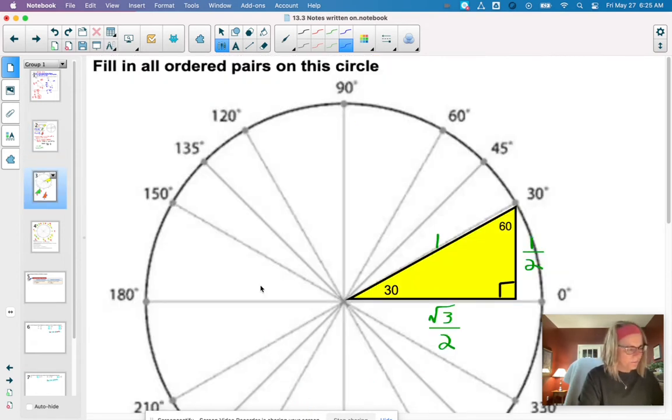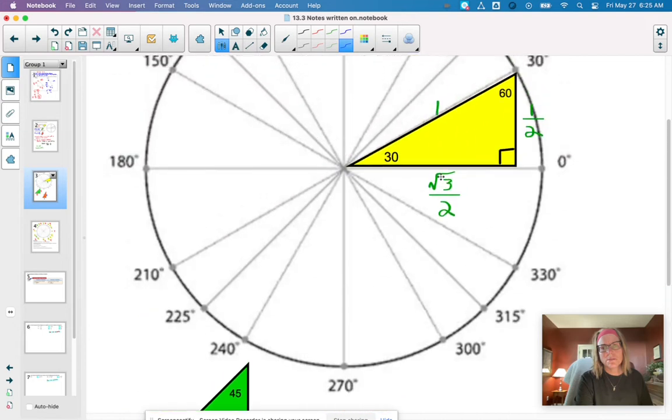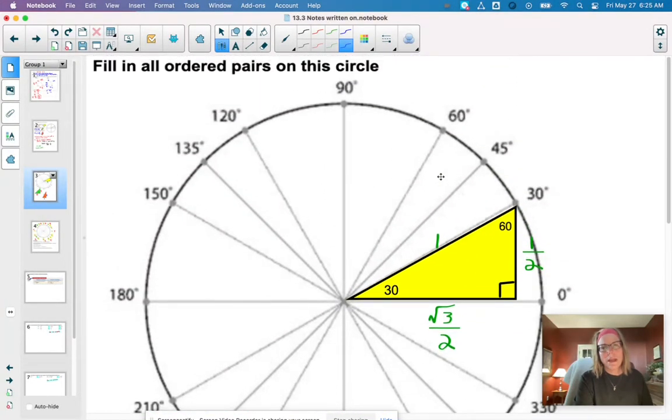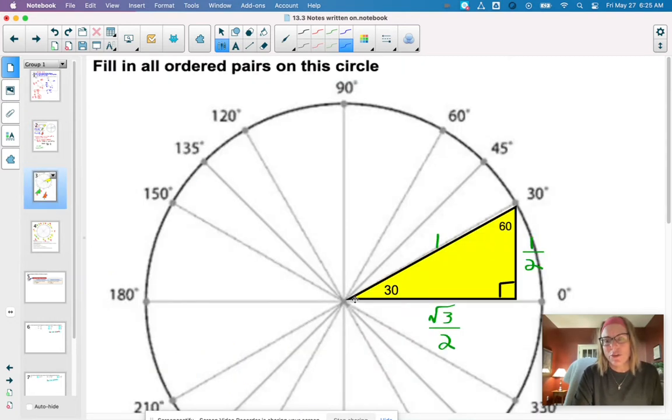What we're going to do now is fill in all the ordered pairs on the unit circle. And I'm going to demonstrate that by using these special triangles. So, for example, like in the last screen, I'm going to go back a minute. If the angle at the origin were 30 degrees, what would be the values of x and y? Well, this is going to derive the coordinates for the 30 degree.